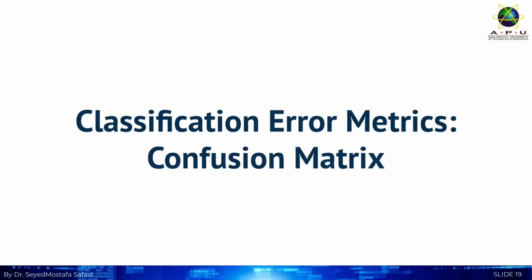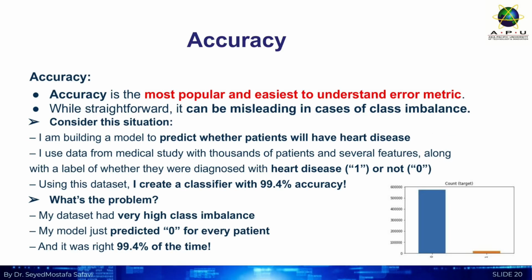The main tool for classification is the confusion matrix. Don't let the name confuse you. It's simply a table that perfectly shows how your model is confused, which things it got right, and which it mixed up. Everyone loves accuracy. It's the most popular and easiest to understand. But it can be a trick.